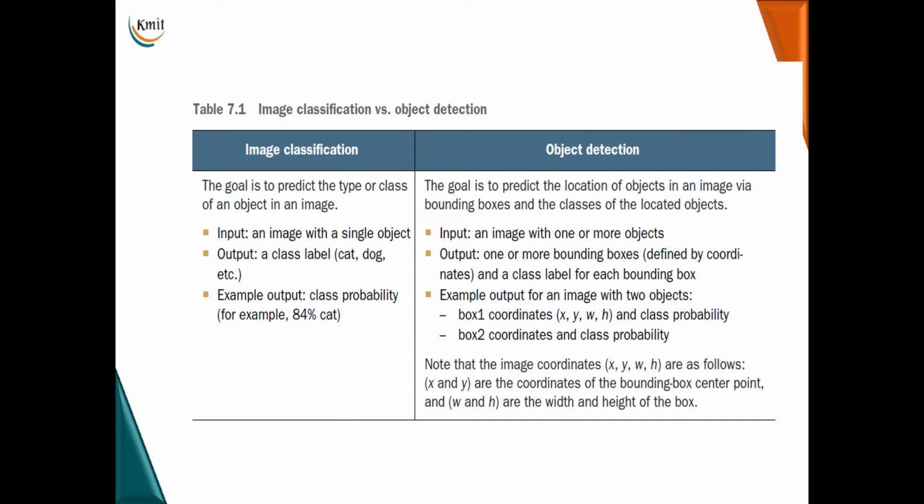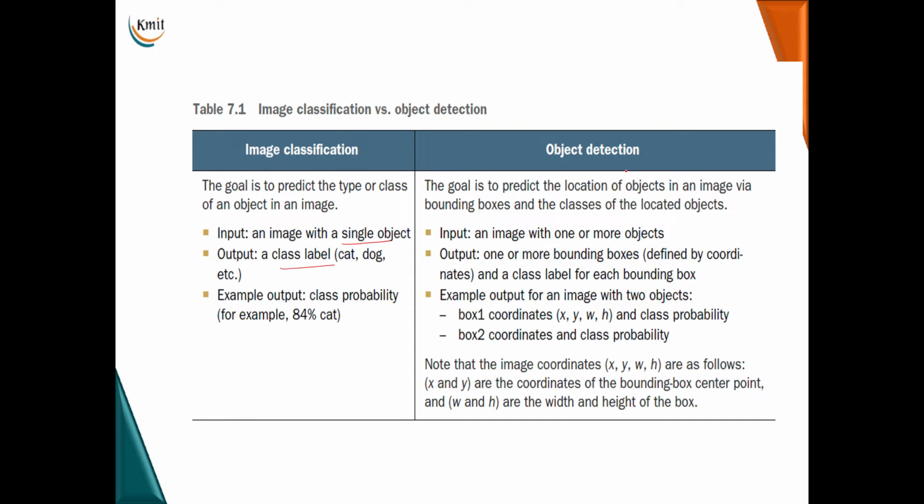This table gives a clear picture of what image classification is and how it is different from object detection. The goal in image classification is to predict the type or class of an object in an image. And what kind of input do we give? We give an image as input with a single object, and the output will be the class label, or it contains the probability of the given image belonging to that particular class.